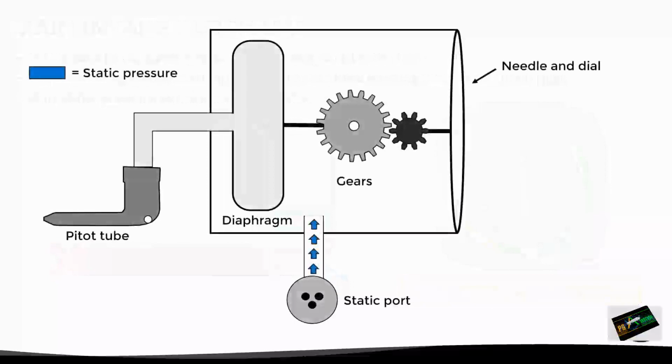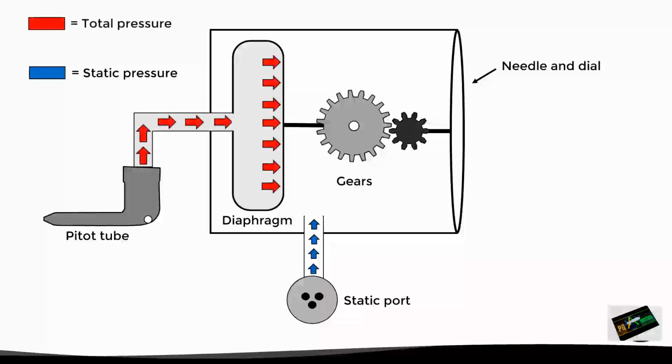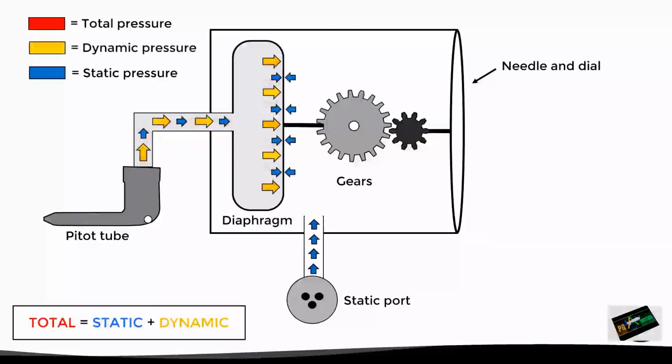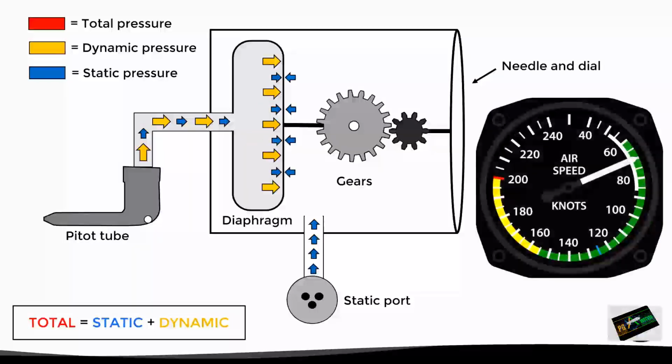The static port connection provides static pressure to the instrument case, and the pitot tube provides total pressure to the diaphragm. Remember that the total pressure can be expressed in terms of a combination of dynamic and static pressure inside the diaphragm. And since the static pressure is equal inside and outside the diaphragm, the expansion or contraction of it will depend only on dynamic pressure.